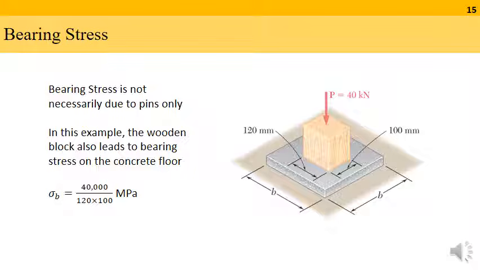So sigma B in this case would be 40, which is the applied load, divided by the area where the load is being borne, that is 120 into 100 megapascal.